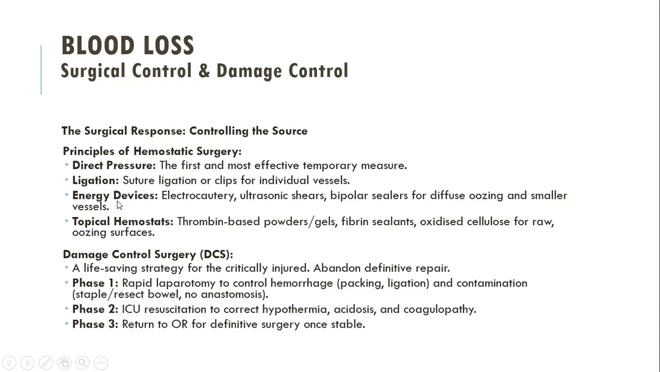You can use energy devices like electrocautery, ultrasonic shears, and bipolar sealers for diffuse oozing in smaller vessels. You can use topical hemostats like thrombin-based powders or gels, fibrin sealants, and oxidized cellulose for raw or oozing surfaces. Any of these methods you can use for hemostatic surgery to control the source or the bleeding vessel.